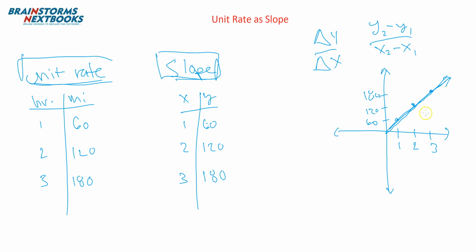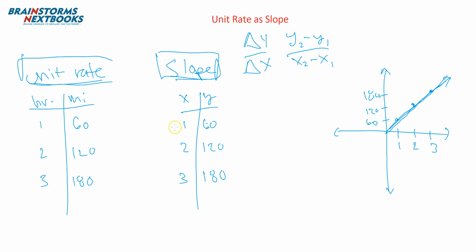And now, what does that look like visually? Check this out. If I graph these, 1, 60, right? I went over to 1 and I went up 60. I made each of these 60 to make it easier on myself. Otherwise, this would be like a mile high. But I went 1, 60, 2, 120, and 3, 180.